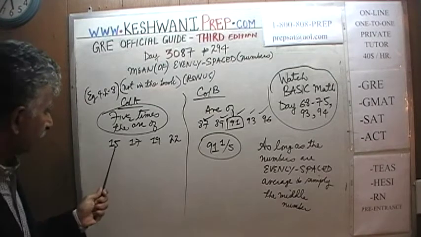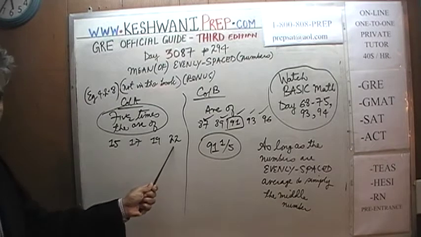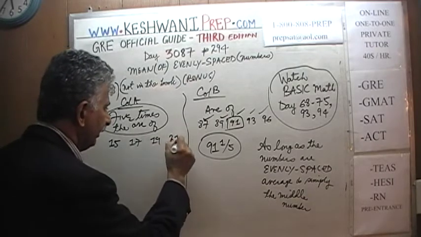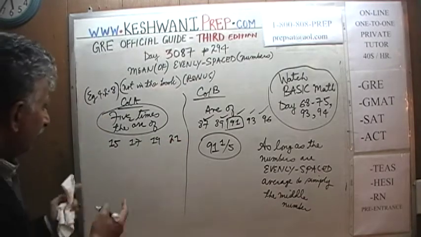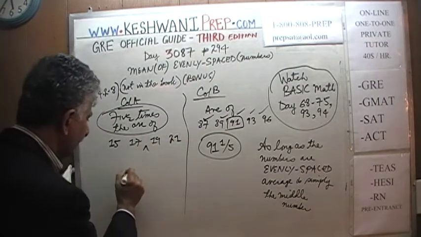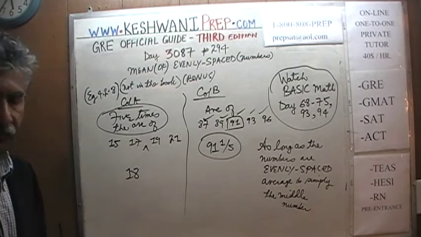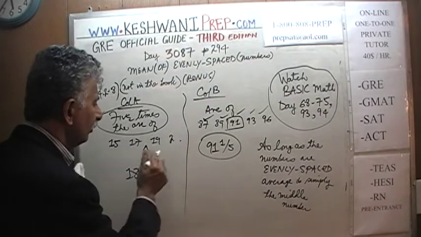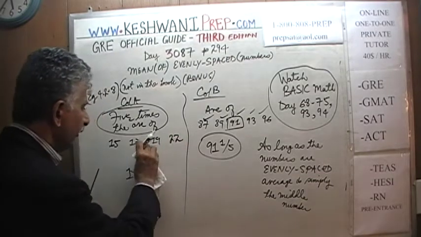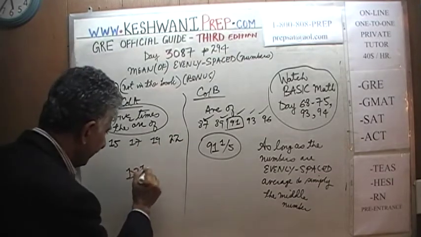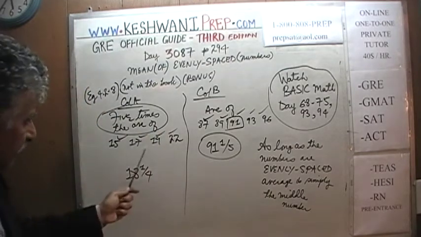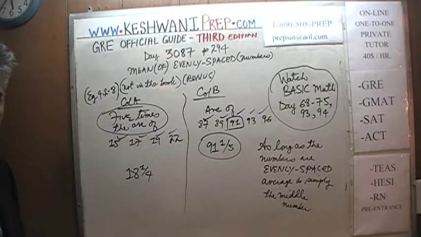Let's take a look at it. 15, 17, 19. Had it been 21, life would have been very simple. The average would have been 18. But it's not 21. It is 22. We have one extra dollar that needs to be divided evenly among 4 people: 1, 2, 3, 4. So the average of these 4 numbers is 18 1/4.